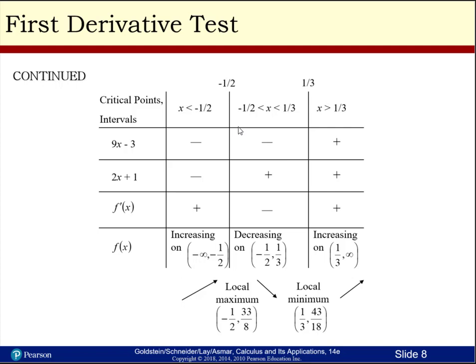Plugging in some number in between negative 1/2 and 1/3, my favorite number is 0. This factor here, 9x minus 3, is negative. The 2x plus 1 is positive. That would give me a negative slope, meaning that my function is decreasing on that interval. Carrying on further, x greater than 1/3, just pick any number, say 5. If you plug in 5, you'll get positive all the way across, and we see that it is increasing on that interval where x is greater than 1/3.